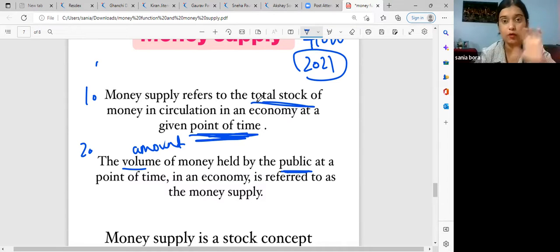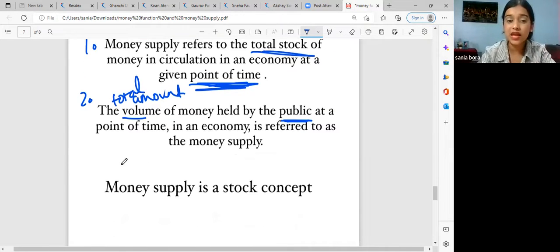You have to mention total for stock, right? But here, if you want to add, you can write the total amount of money. So total amount of money held by the public at a point of time in an economy is referred to as money supply. Got it? But this time you have to mention with both the things. Money supply is a stock concept.